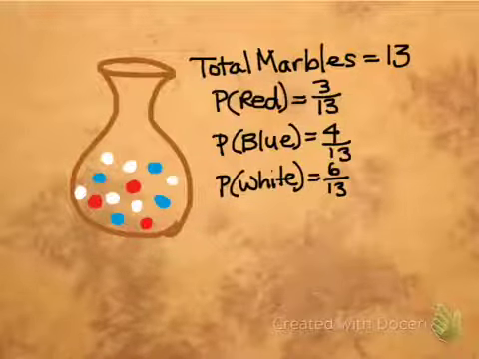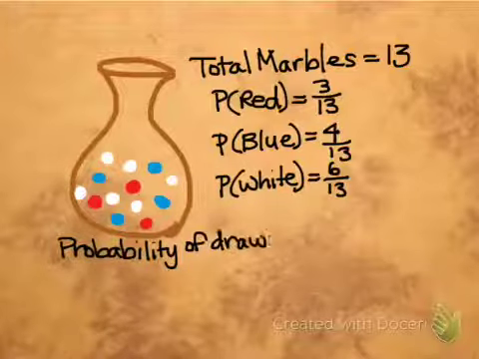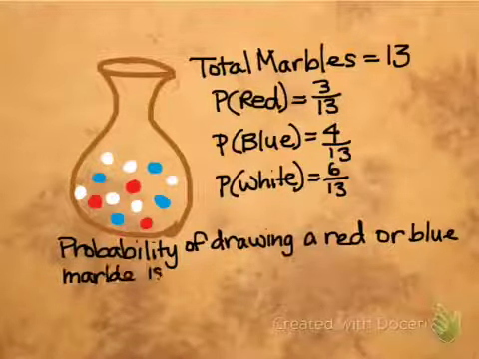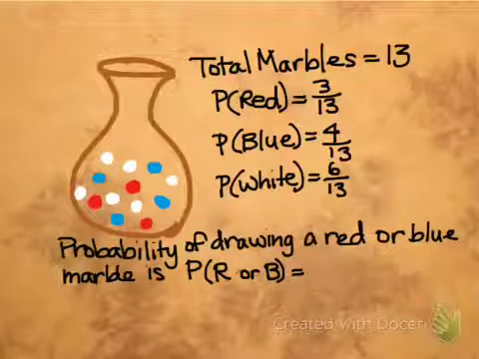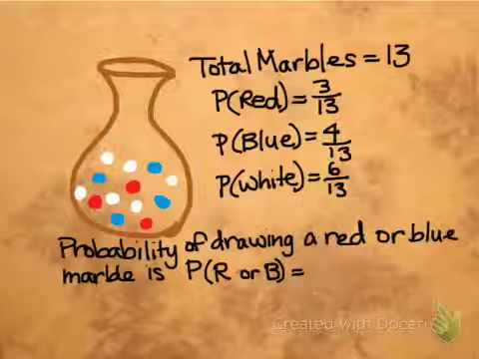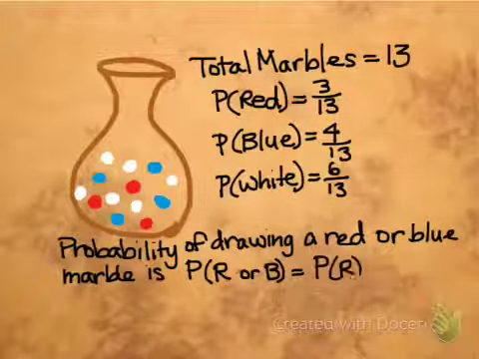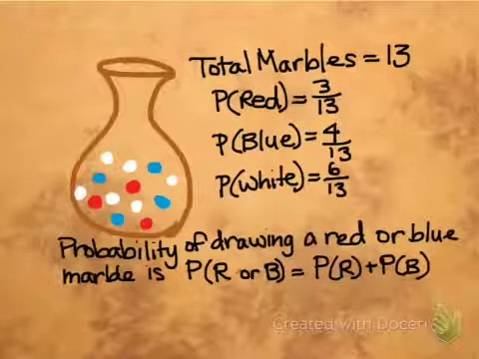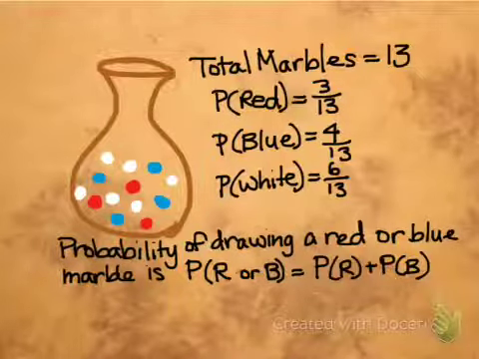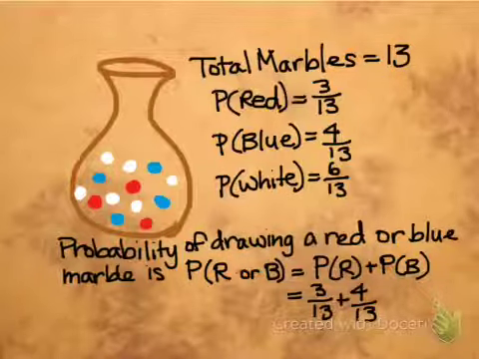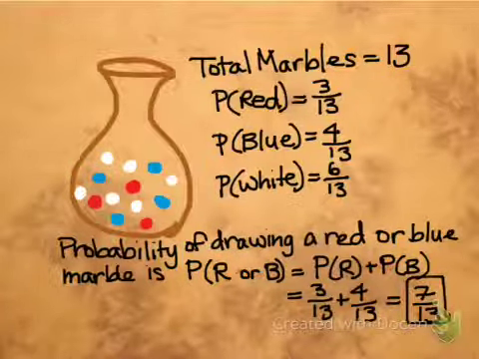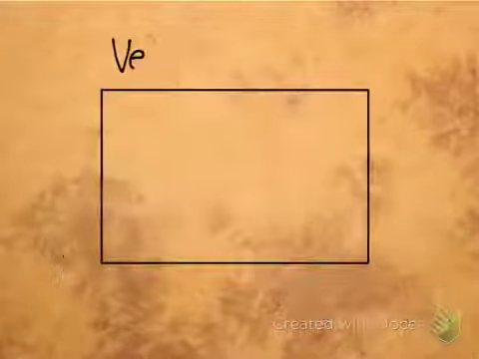That's pretty basic probability. So now what we're going to look at is the probability of drawing a red or a blue marble. We write that as P, parentheses, R or B. So the probability of a red or blue. When we're talking about the word or, we take the two probabilities and we add them. So what is the probability of getting a red plus the probability of getting a blue? That would be 3/13 plus 4/13. So the probability of getting a red or blue is 7/13.